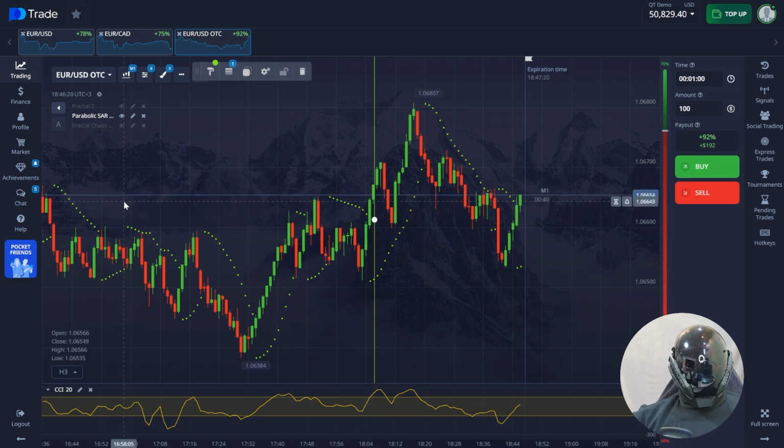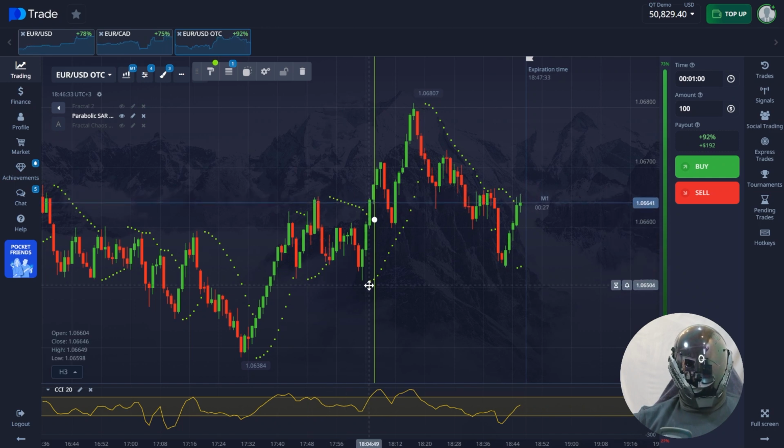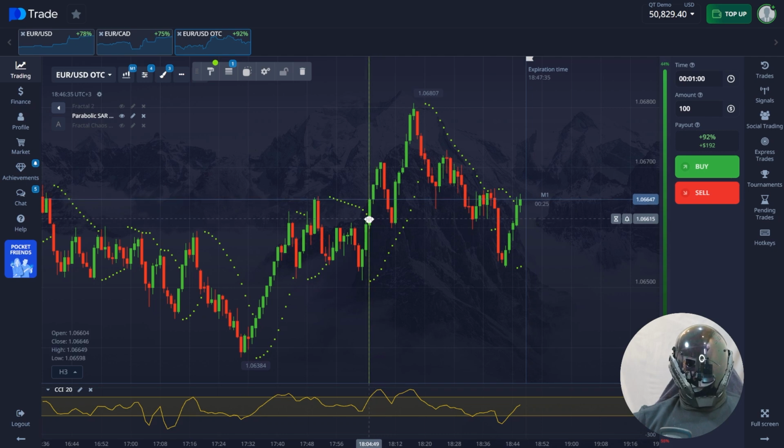The Parabolic SAR gives a signal for a buy or sell position when it switches from bottom to top. This would be a sell. When it switches from top to bottom, this would be a buy. So right here, when the market started to go upwards and came close to the indicator and it switched to the bottom, it would have been a good buy position based on the Parabolic SAR.